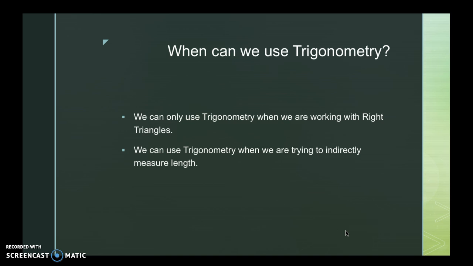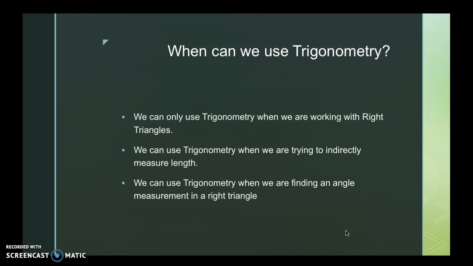We can use trigonometry when we are trying to indirectly measure length. In other words, there's a length that we need to measure that I cannot measure with a tape measure or ruler. Finally, we can use trigonometry when we are finding an angle measurement in a right triangle. For example, the angle from the ground to the top of a tall building.